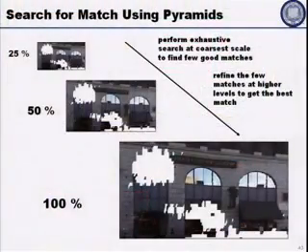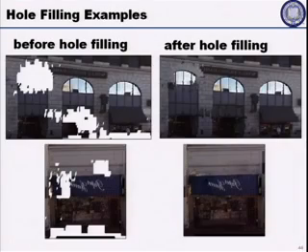So this shows the copy and paste process. To speed things up, we use a pyramid in order to do the search for these regions. First, do the search over smaller regions, then a little bit bigger, and then the final image. And this is before and after. So for this picture, the holes were large enough that we had to apply the copy and paste method. And this is another example.